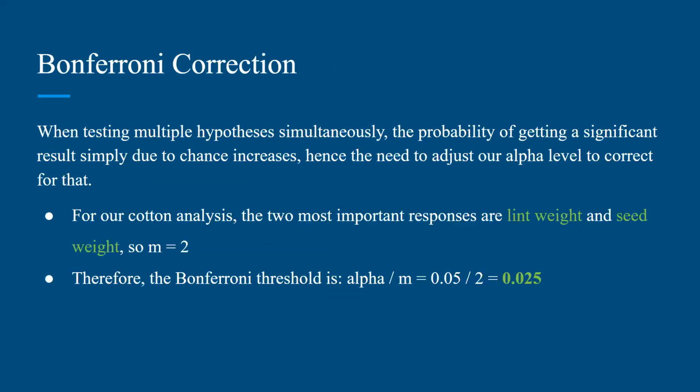It is important to note, however, that since I was testing multiple hypotheses simultaneously, there was the need to adjust my alpha level of significance using a Bonferroni correction. The main responses that were of importance to our principal investigator were lint weight and seed weight, which are the most important when you're dealing with cotton. When I did my Bonferroni adjustments, I found that my threshold was now 0.025, and that's what I will compare my p-values with.